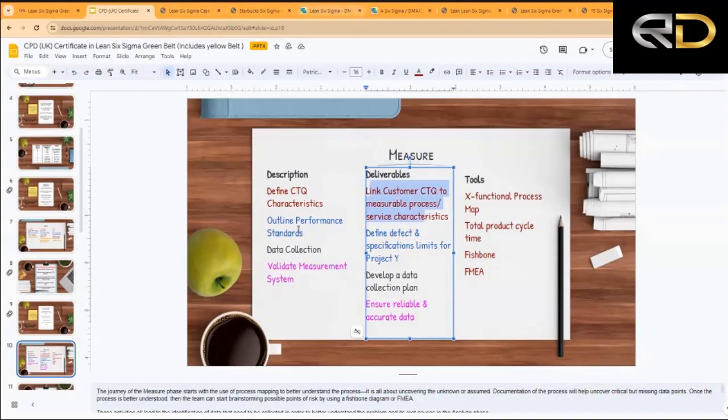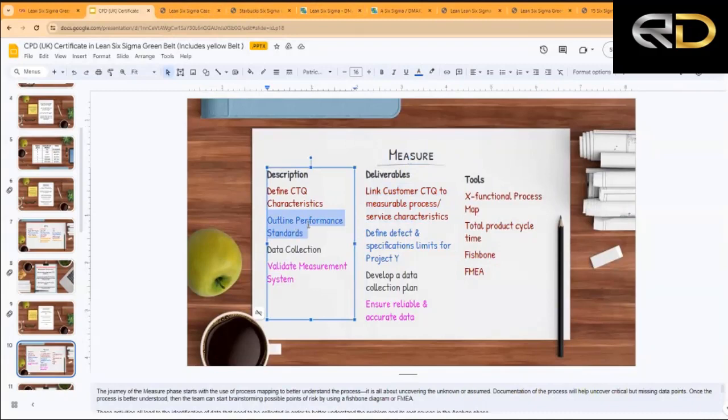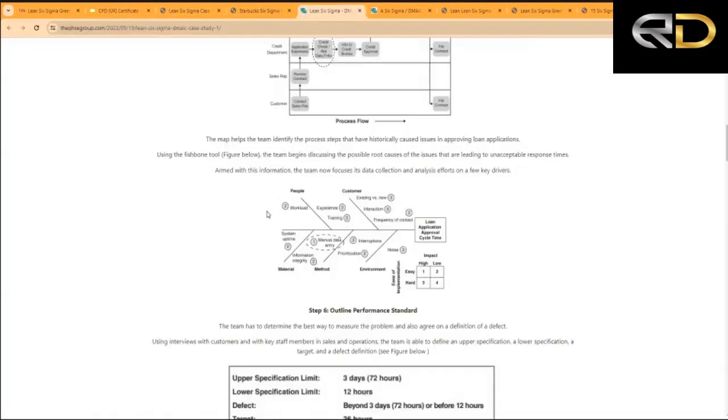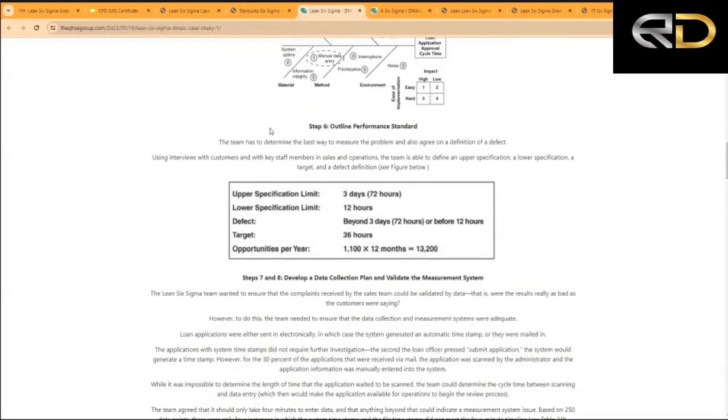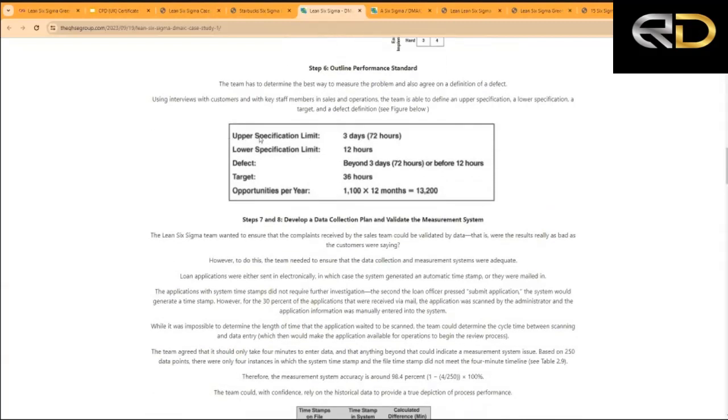And then after that, what do you need to do? We now need to determine the performance standards. So we outline the performance standard. The team has to determine the best way to measure the problem and also agree on the definition of a defect. For the definition of a defect, you say upper specification limit, that means the maximum time before it becomes a defect. The maximum time someone can wait before moving on to another bank is 3 days.